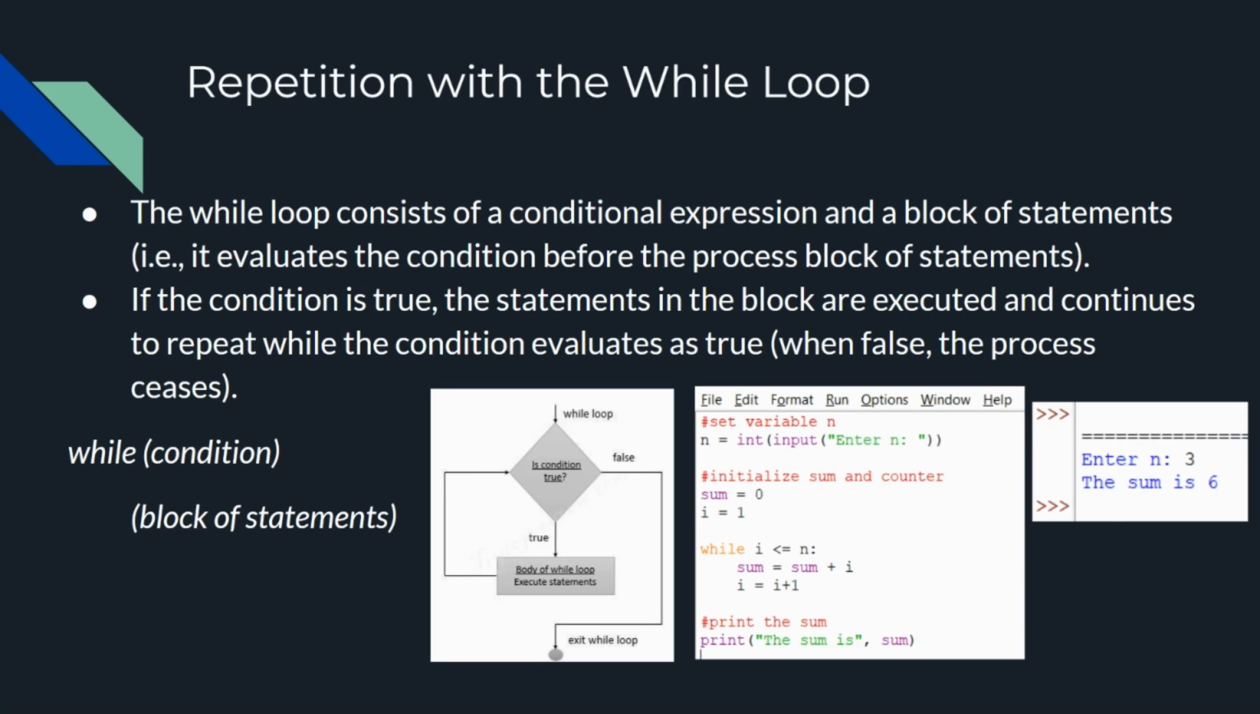The while loop consists of a conditional expression and a block of statements. This construct evaluates the condition before the process block of statements is executed. If the condition is true, the statements in the block are executed. This repeats while the condition evaluates to true. When the condition evaluates to false, the loop terminates.